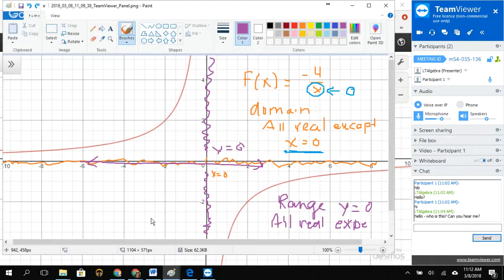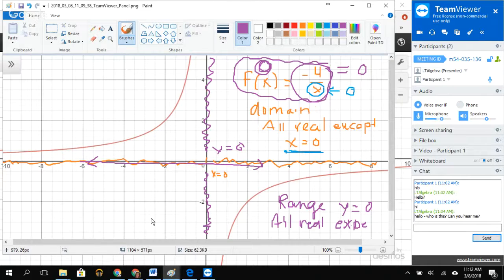Now, why is that? Well, one, I looked at the graph and it showed me. Two is go back to your function, f of x equals -4 divided by x. How am I ever going to get this equal to 0? In order to get that equal to 0, somehow I have to get this to equal 0.